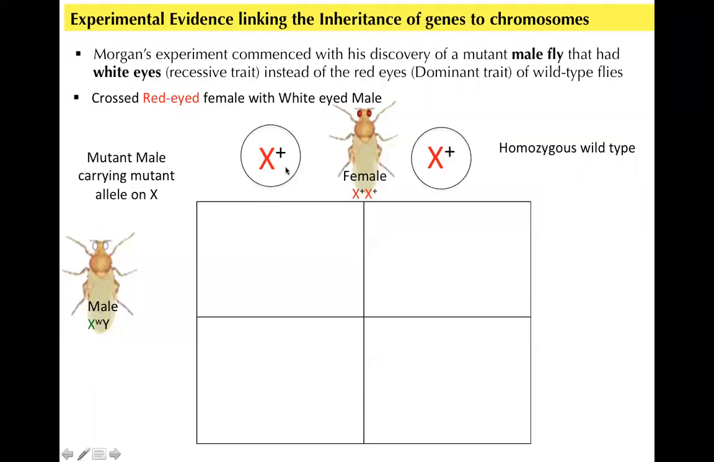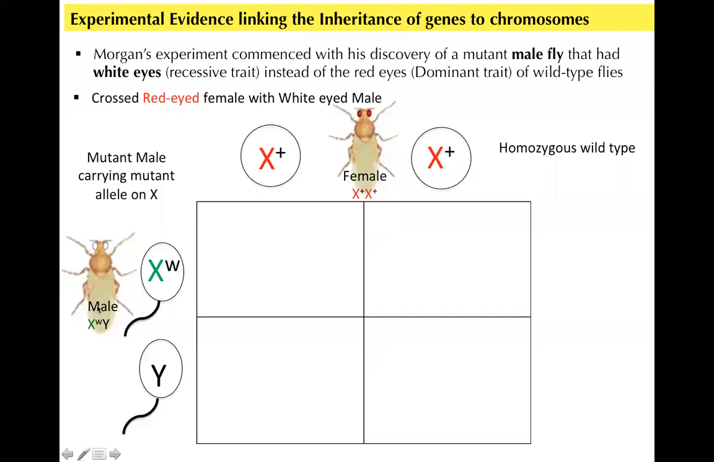These are the gametes, the eggs, this female can produce. Eggs carrying X plus mean the allele for red eye phenotype. So she produces only one kind of egg. It doesn't mean that it doesn't have the other three chromosomes. Those three chromosomes are autosomes. Each egg carries three autosomes along with this X chromosome.